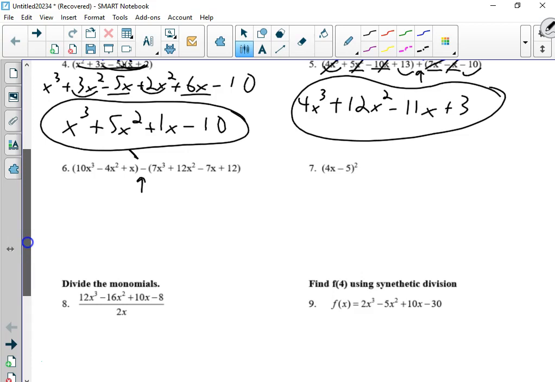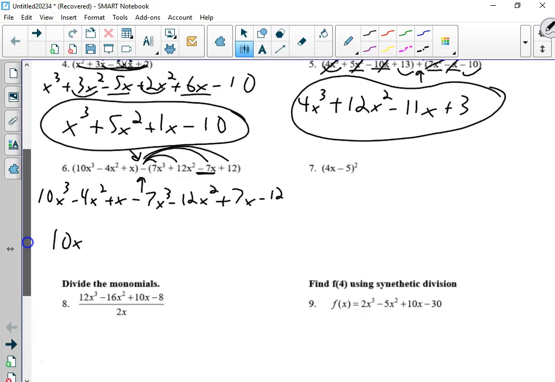Again, not times. The only multiplication that's going to occur here is sending this negative here, here, here, and here. So 10x cubed minus 4x squared plus x, minus 7x cubed is going to be minus 7x cubed, and then minus 12x squared. Now the negative 7x is going to become positive 7x. And that positive 12 is going to be subtracted.